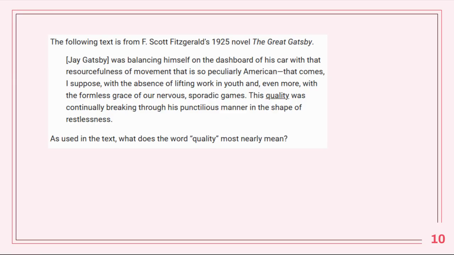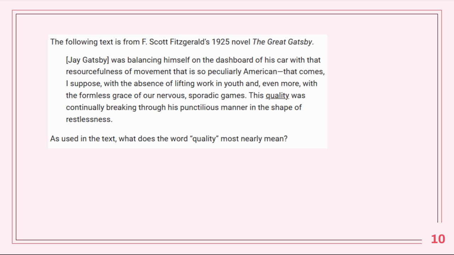Okay, and you need to see what the word quality most nearly means. All right, so this is a little tricky because I think the language is a little confusing, but if I had to kind of summarize it, we're talking about this guy Gatsby, and we start off by talking about how he's balancing himself on the dashboard of his car with that resourcefulness of movement. So I think we're talking about that resourcefulness of movement. And so when we're saying this quality, what are we referring to? I think we're talking about that resourcefulness of movement with which he's balancing himself, with which he's moving around, with which he's behaving. And so we're saying this is continually breaking through his punctilious manner in the shape of restlessness.